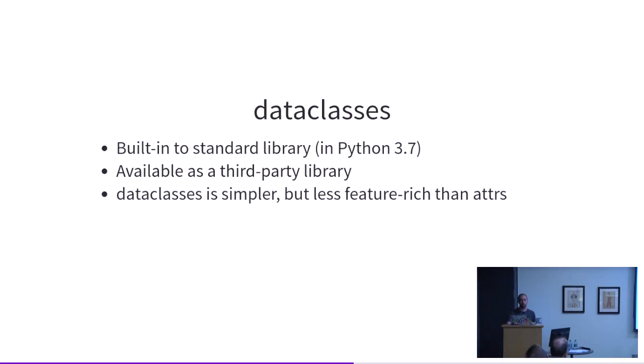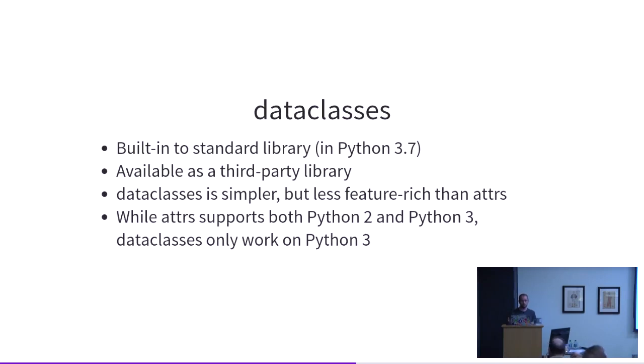If you do need Python 2 support, or if you need more features than data classes actually provides you, you might want to reach for the attrs library instead. Data classes was actually inspired by attrs partially. The PEP that added data classes had discussion about attrs because it predated it. It was a pre-existing technology that data classes was inspired by. So personally, I would reach for data classes. If you need a little bit more or need more support, reach for attrs.